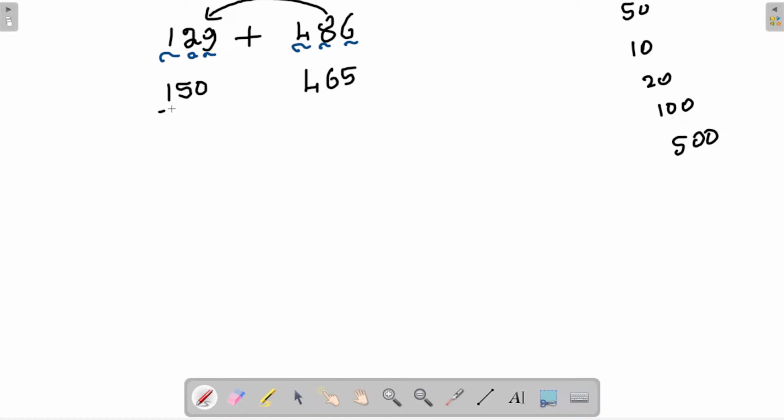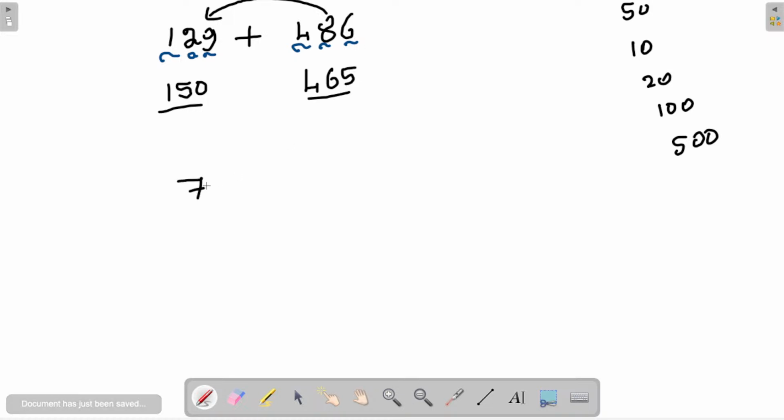465 rupee. Now 150 plus 465, 150 plus 400, otherwise 150 plus 450. How much is 150 plus 450? 600 plus 15, 650. I will take one more example.